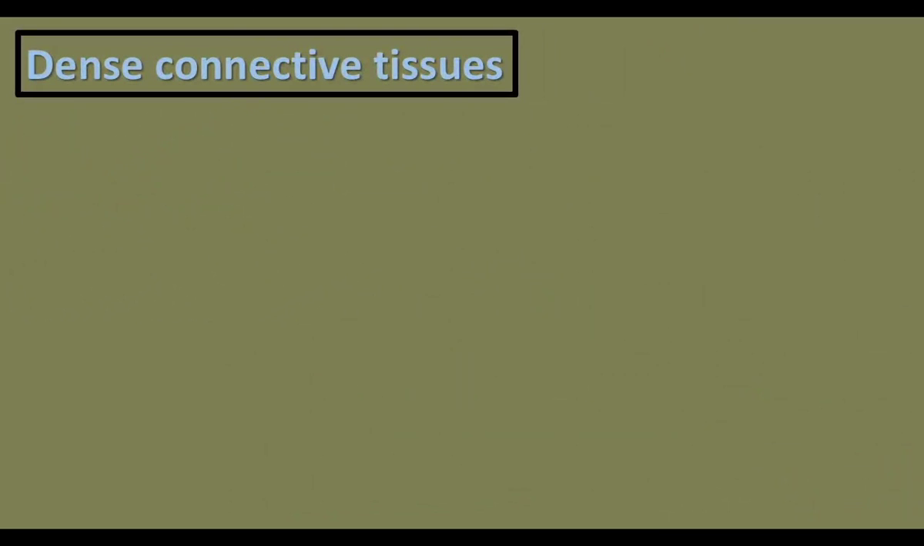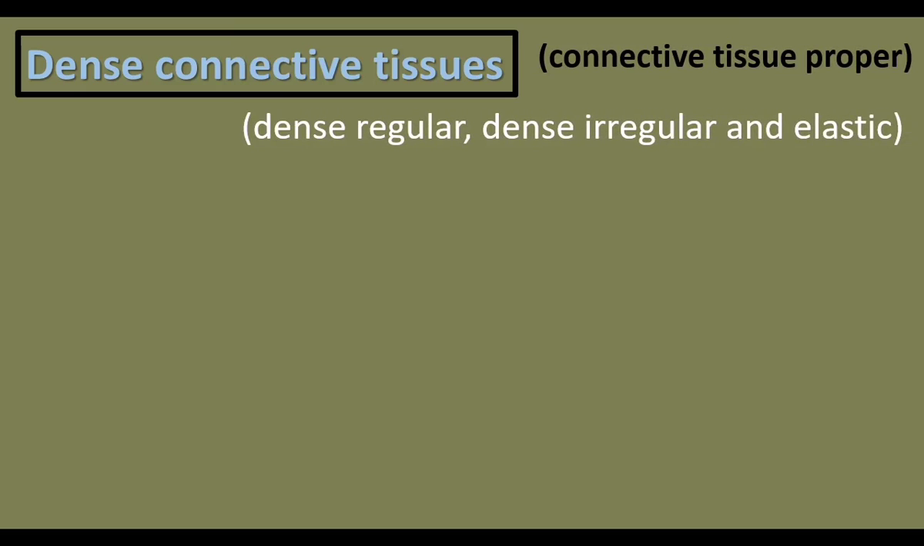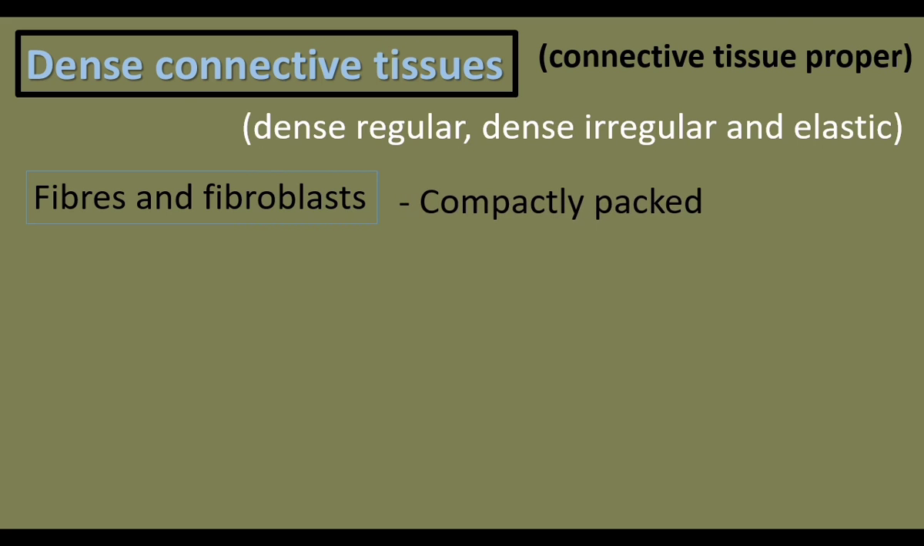Dense connective tissue is the second major type of connective tissue. It is called connective tissue proper. Dense regular, dense irregular and elastic connective tissue are the three types of dense connective tissue. Fibers and fibroblasts are the major components. They are compactly packed. In dense connective tissue, the fibers and fibroblasts are tightly packed. So it is a dense connective tissue.